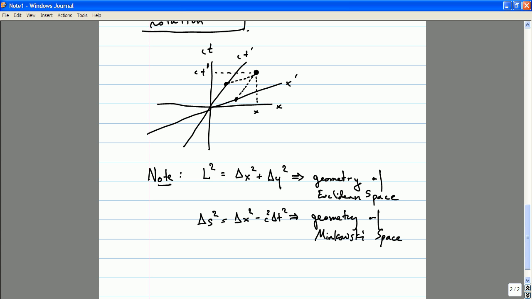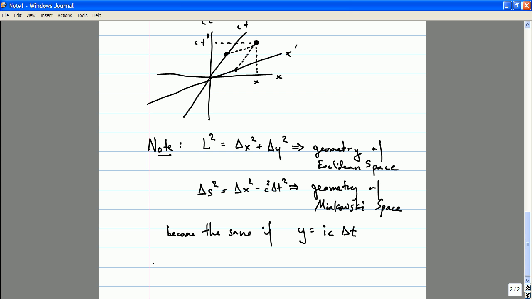And the piece of mumbo-jumbo that I want to tell you is that these two formulas, the right-hand sides of these two formulas, become the same if I set y equal to i c times delta t, i, of course, being the square root of -1. So time is like an imaginary spatial direction.